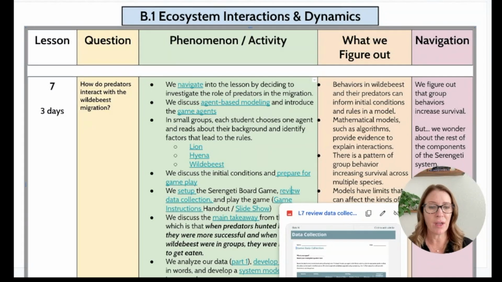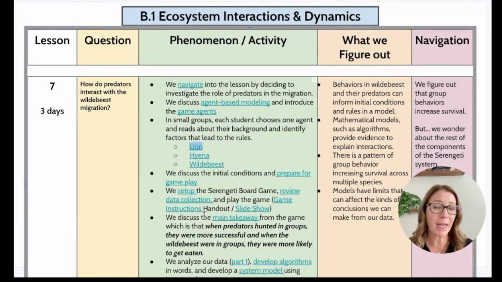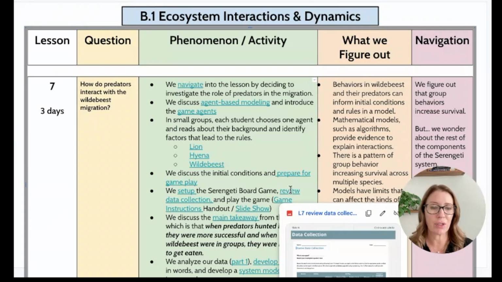Once they've read their information on their meet the lion or meet the hyena card, you can talk about how they're going to collect data, which is they're going to circle, whether it be a life event or a hunt, who wins and loses. And in that far right column, they're going to say if it is a +1 or a -1 in the wildebeest population for that event.